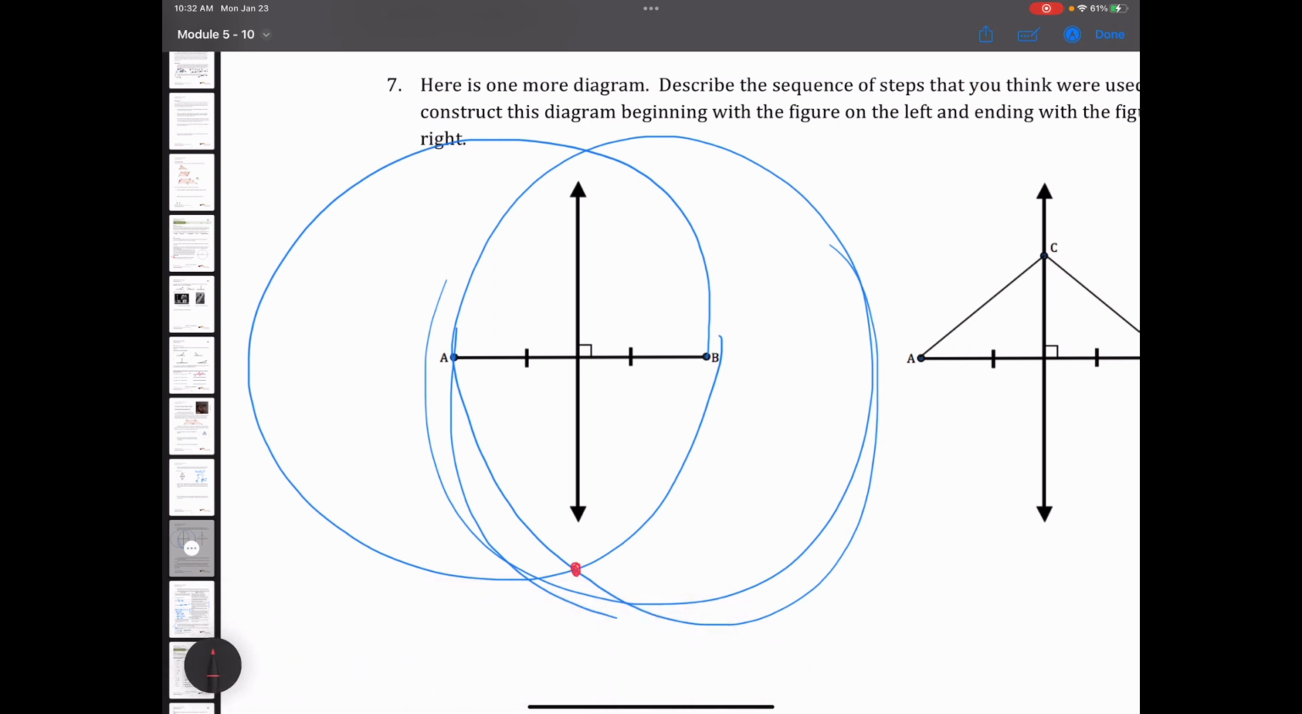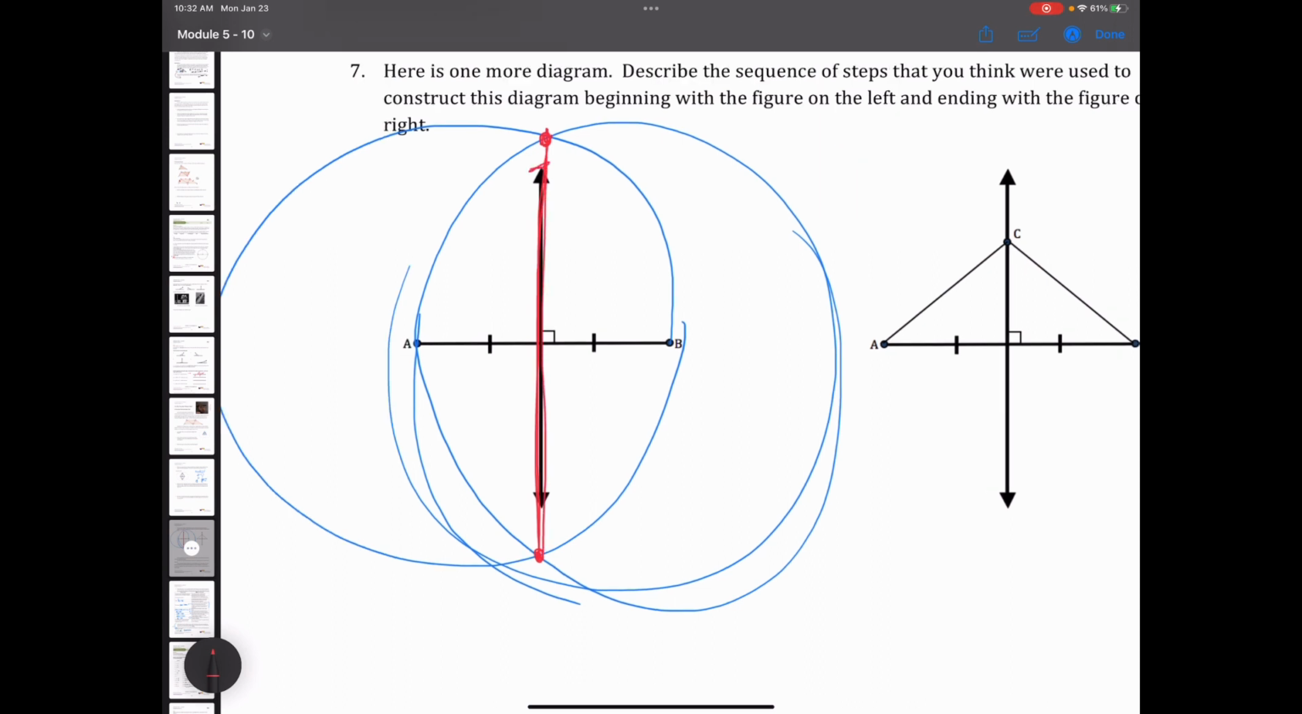What if I connected this point and this point? Don't those lines kind of land right there? They're not talking about that necessarily. They're just saying, how did I get to here? They erased the circles, and then they would have erased the circles.